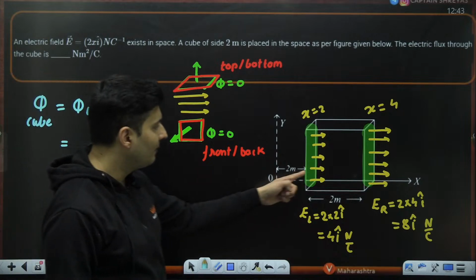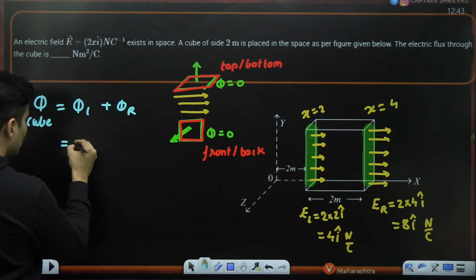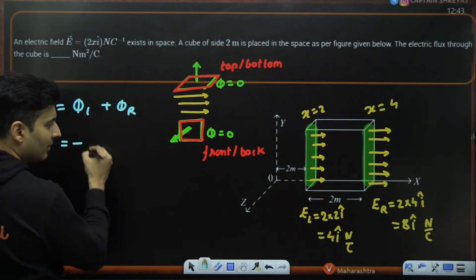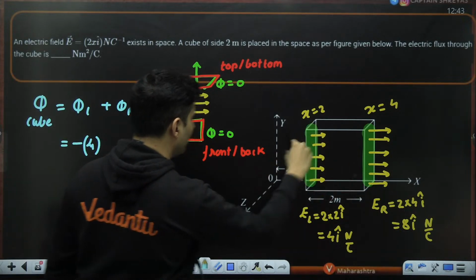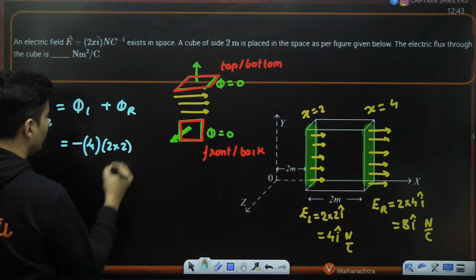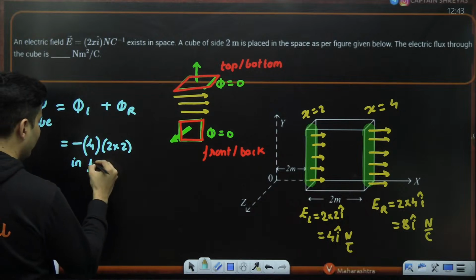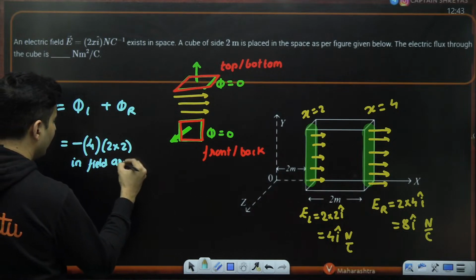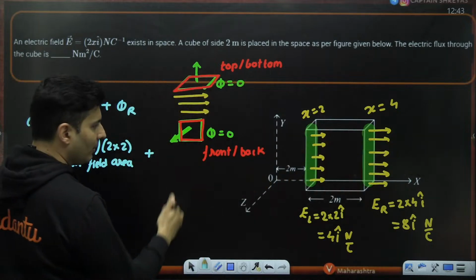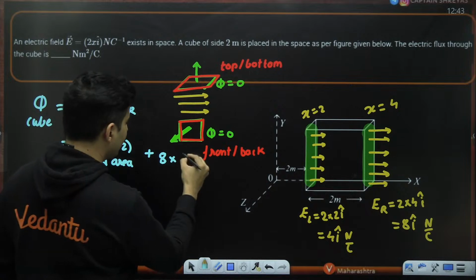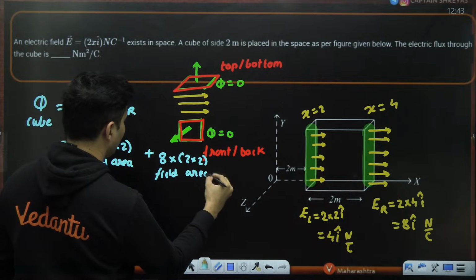Now please mind it, the flux on the left face is negative because the field is coming inside. So negative into the field, which is 4, multiplied by the area, which is 2 into 2. Why negative? Because it is coming inside. This is your field and this is your area. Then plus, on the right side it is coming out, so it is positive, don't worry. Field is 8, area is again 2 multiplied by 2.